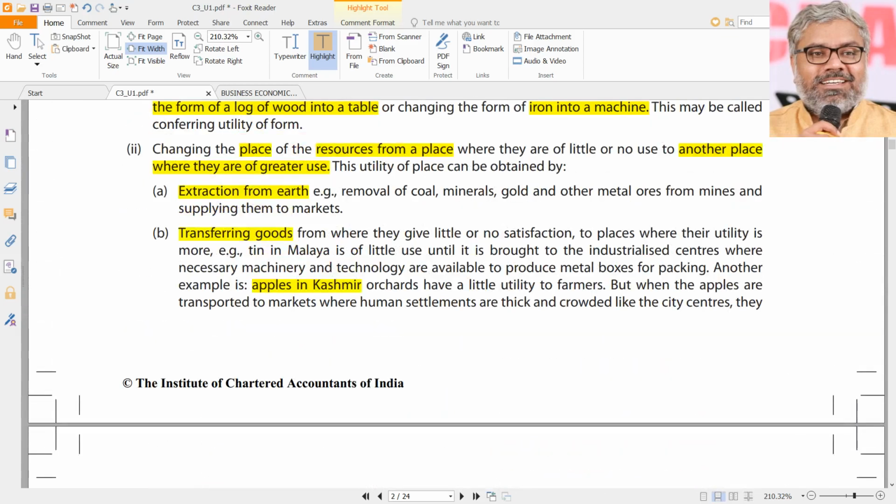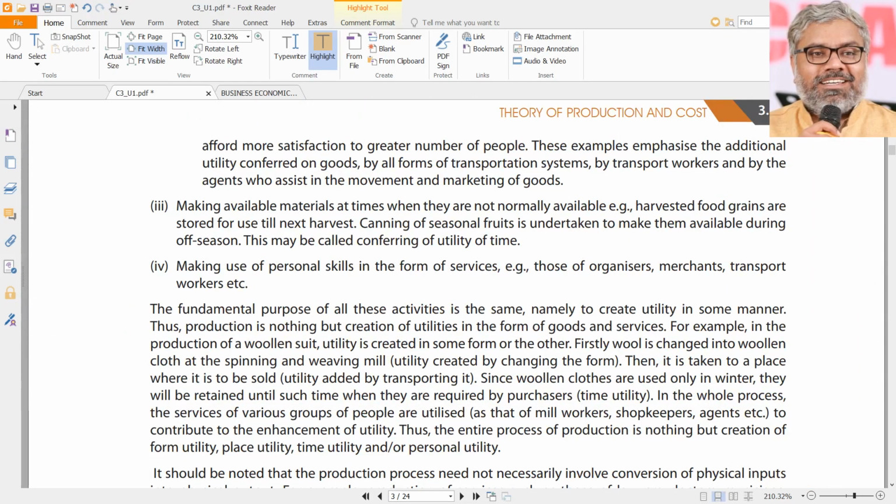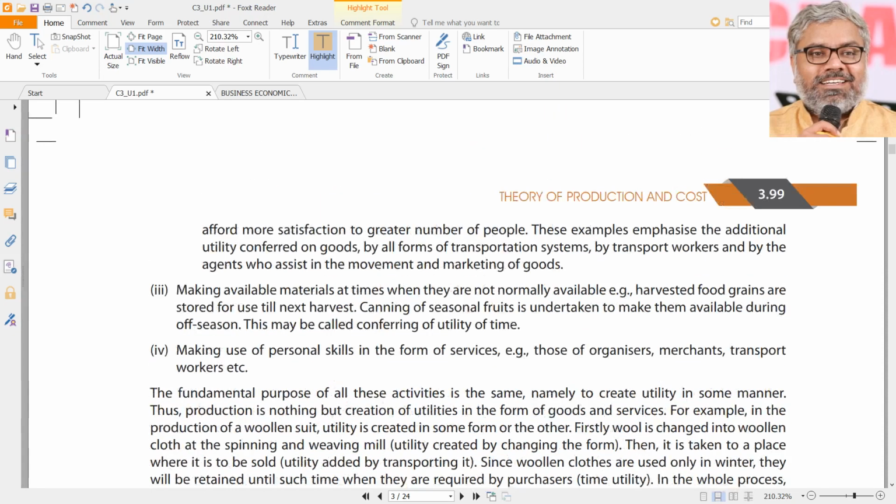So like that, the production process creates place utility by extracting from the earth and by transferring the goods from one place to another place. That is the best way to think of it. Don't think about satisfaction and all; that is generally a deviating word. So transferring from one place to another place, yes, that's what place utility is all about. And extracting goods from nature is also creating place utility.